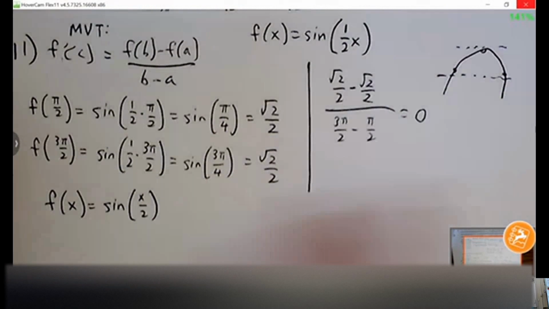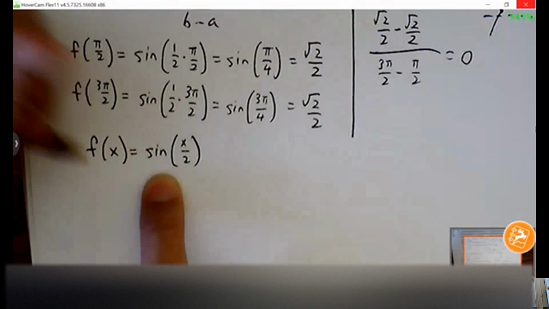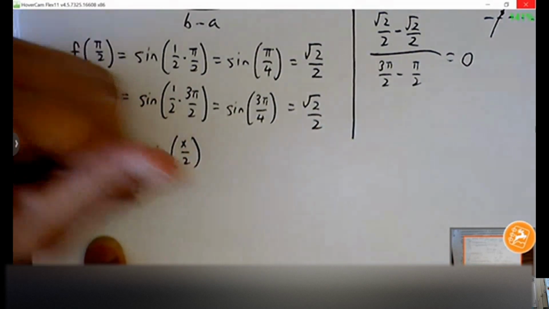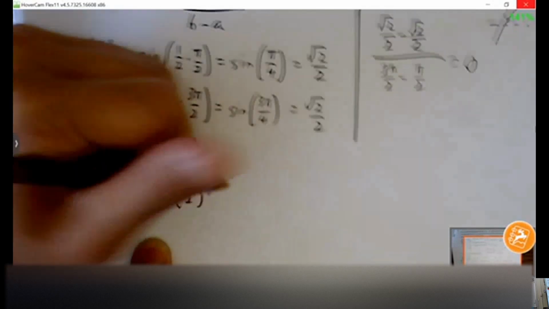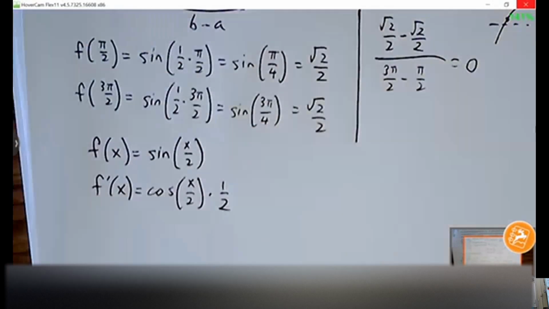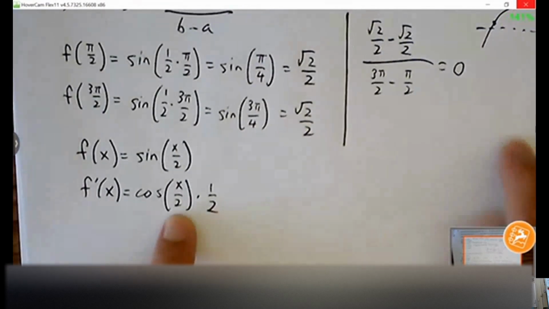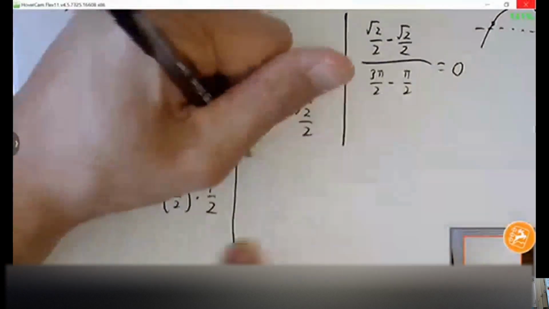Okay, if I want to find f prime, go through a little bit of chain rule, or we can go through what we know with the sine rule, which is cosine of u times u prime. Once we have f prime, we're going to set f prime equal to the slope that exists, which is 0. So we set f prime equal to 0.